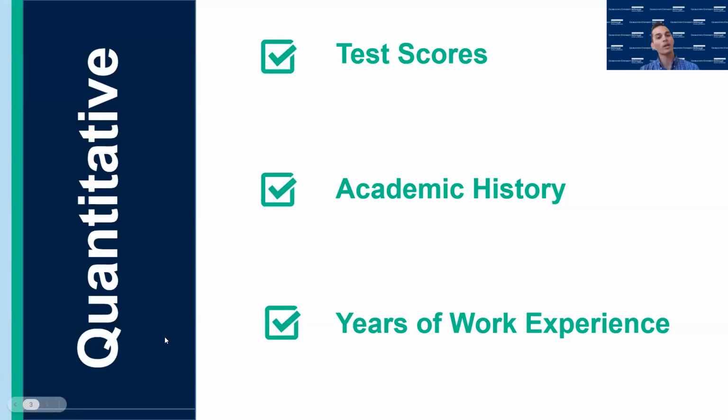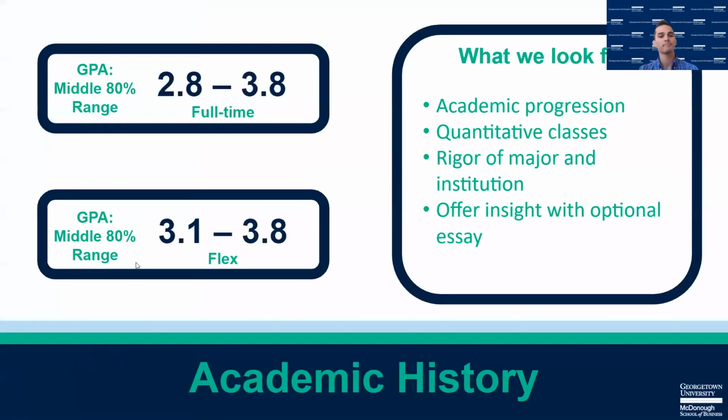In terms of quantitative measures, we'll look at things like your academic history, which I'll explain very shortly. We'll look at things like test scores, as well as your years of work experience. In terms of academic history, the stats you see here on the left are from our most recent incoming class, and these are comparable year over year. And to clarify, these GPAs are from bachelor's degrees that were earned in the US on a 4.0 scale, of all of our incoming students.